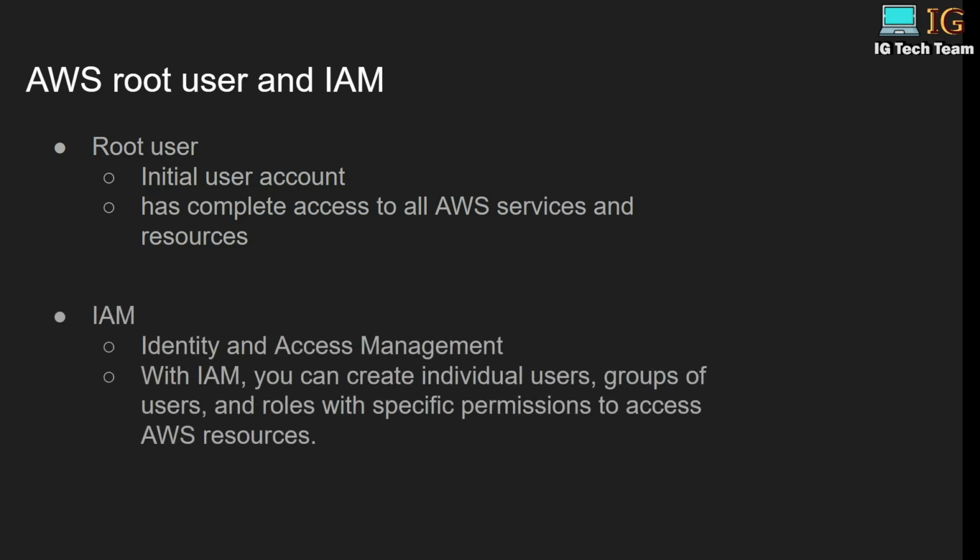IAM stands for Identity and Access Management. With IAM, you can create individual users, groups of users and roles with specific permissions to access AWS resources. So this is all about root user and IAM user. By using IAM, you can control who can access your AWS resources and what actions they can perform.